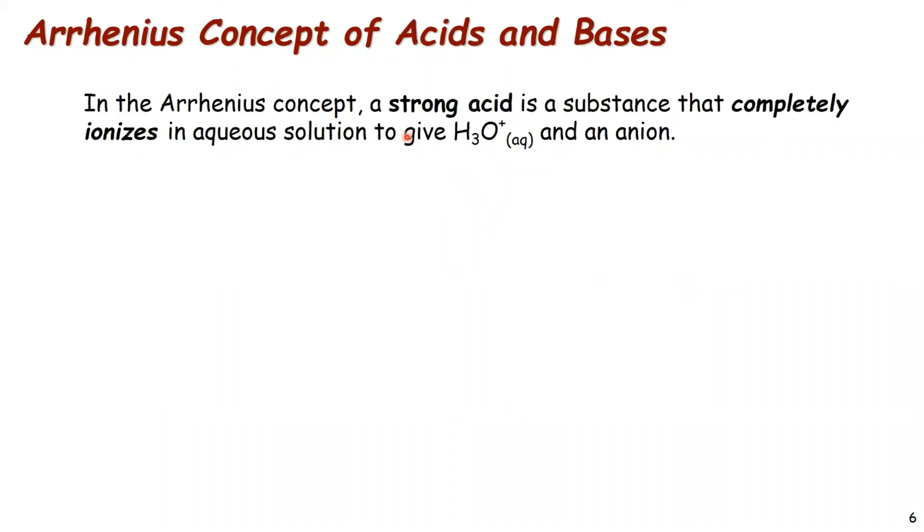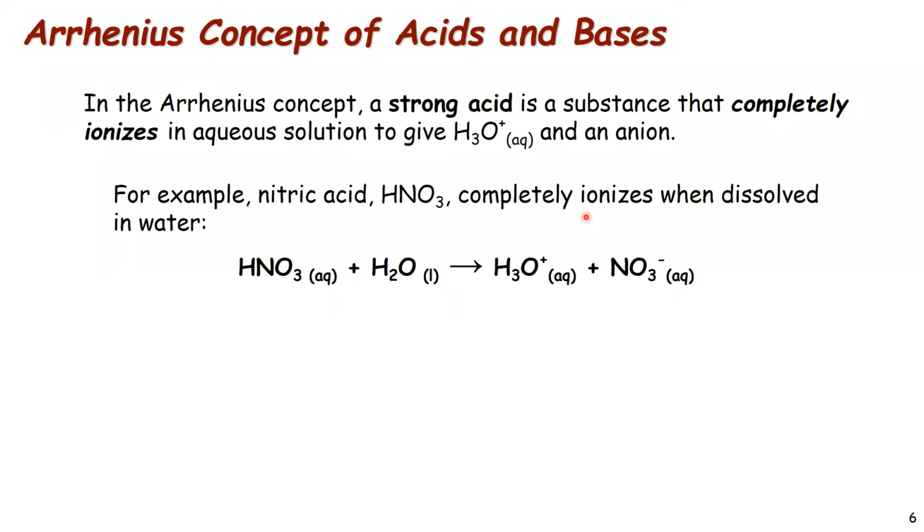Now, in the Arrhenius concept, a strong acid is simply a substance that completely ionizes to give up the hydrogen ion or the hydronium ion and whatever the counter anion was of that particular acid. So it completely dissociates. For example, we have nitric acid. As you know, nitric acid is one of our 6 strong acids. It's going to fully dissociate into H plus and NO3 minus.